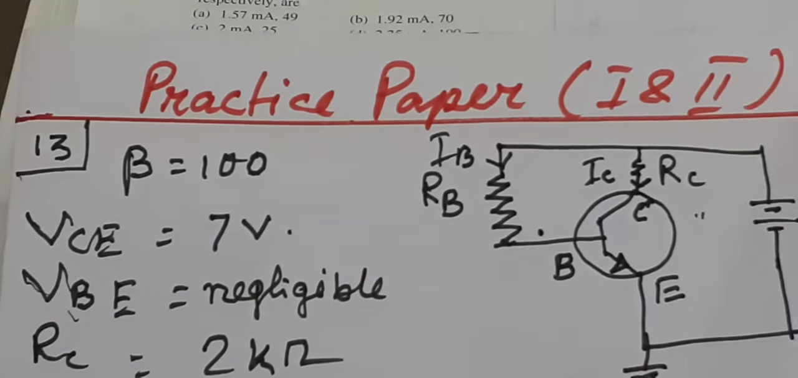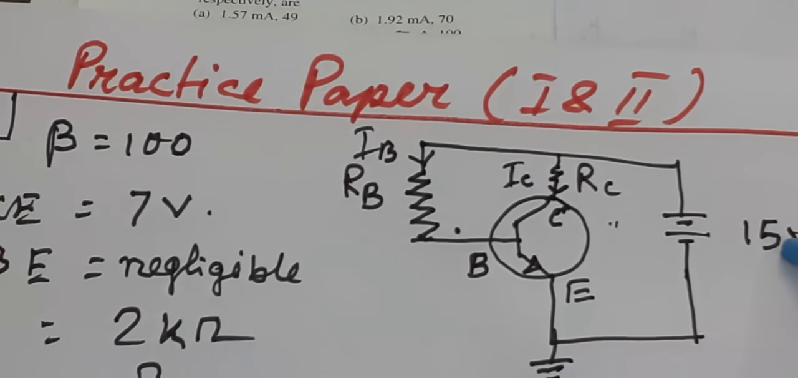Job number 13. In the following common emitter circuit, if beta equals 100, VCE, collector emitter, is 7 volt, VBE is negligible, and RC equals 2 kilo ohm, then we have to find out IB, the base current. Beta is given. That means we have to take this circuit here, you can take this closed circuit path.